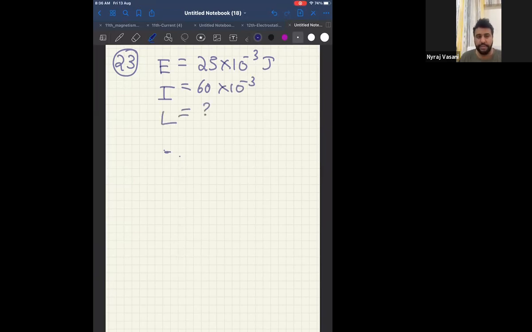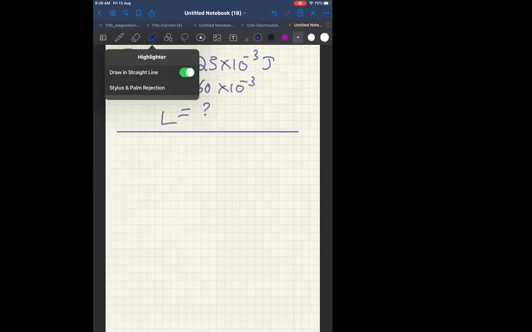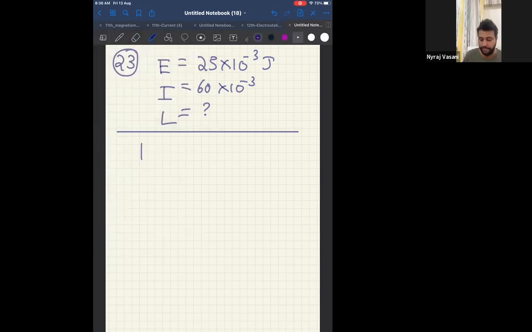Now, in fact, this is a question from the EMI topic, not the AC current topic, because in the last chapter we studied that energy of an inductor is half L I square. From there, L is equal to 2E upon I square. Correct, L is equal to 2E upon I square.